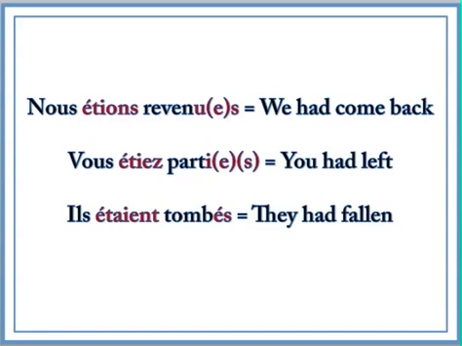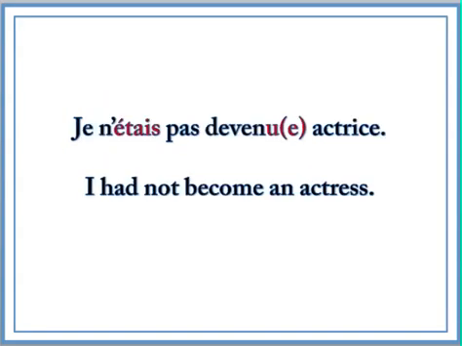And remember, in the passé composé, when you're using être as helping verb, the rule says that you have to make agreement between the subject and the past participle. So the same rules apply in the plus-que-parfait, and that's why you'll see all of these E's and S's that I've put on the ends of the past participles. Vous étiez partis, now that means you had left. Ils étaient tombés, they had fallen.